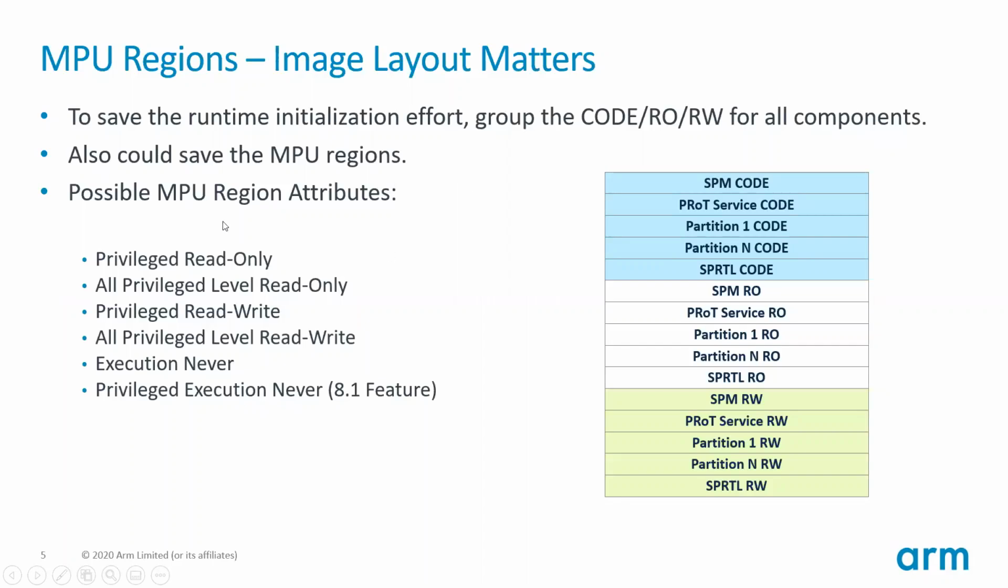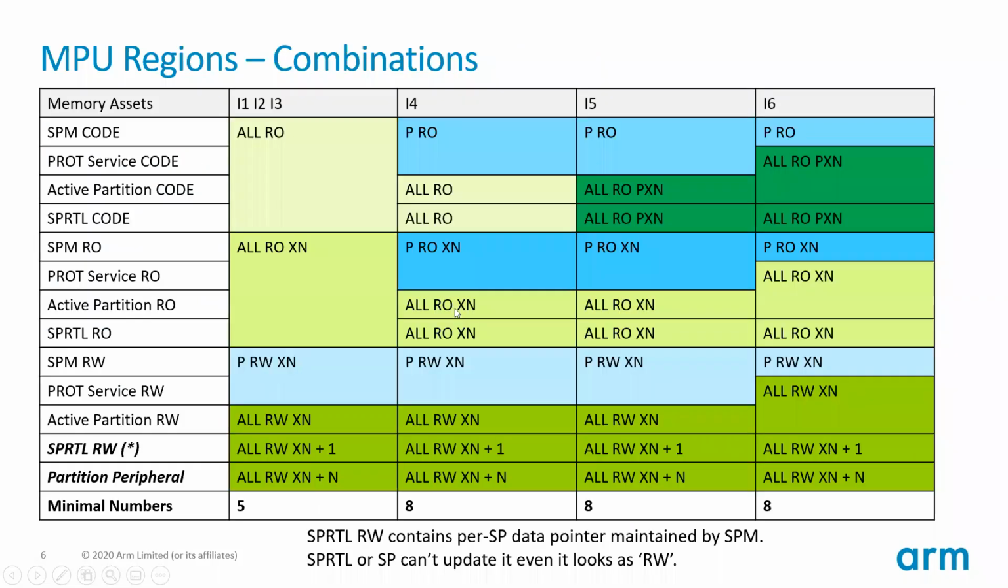So here I list some possible MPU region attributes, some new in the V8M. The privileged read-only and all-privileged-level read-only, the privileged read-write or all-privileged-level read-write, and execution never, and privileged execution never is a V8.1 feature. So I think this table is the key point of this slide.